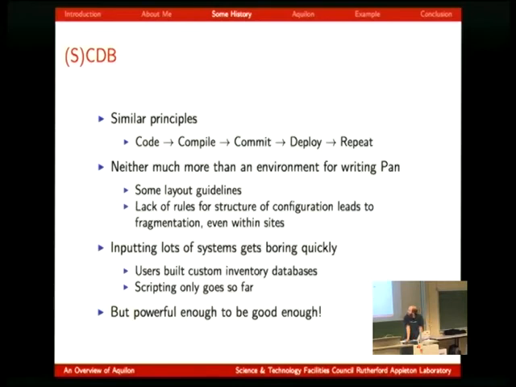But both of those systems have similar problems. You code, compile, commit, deploy, repeat, or in some people's cases you code, compile, it doesn't compile, code, compile, it doesn't compile. Go around that circle until someone goes and fixes your problems for you. As I said, neither of them is much more than an environment for writing Pan code in and pushing it out to hosts. There are some layout guidelines from the community, in particular the QWG template framework, which was an effort to share configuration, and still is an ongoing effort to share configuration between grid sites in Europe.